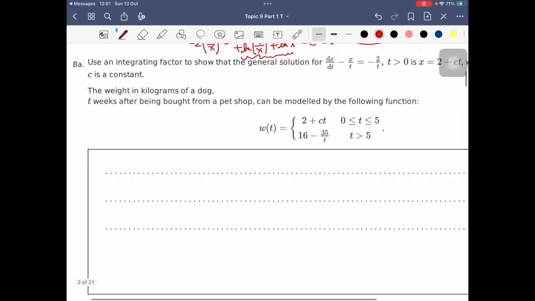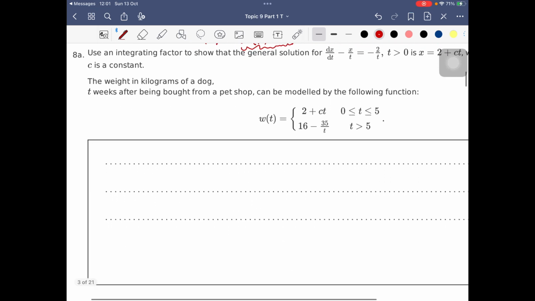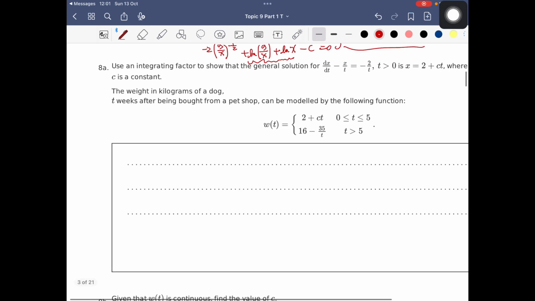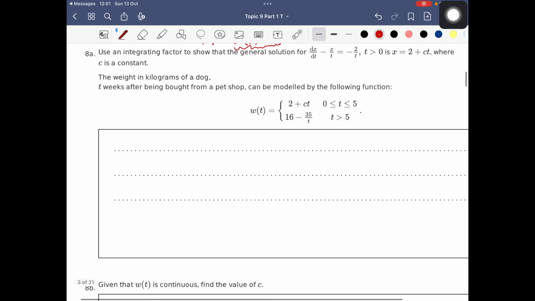And this one, 8a, the integrating factor is, x equals c t. The integrating factor is e to the negative integral of 1 over t. So this is ln t. So e to the negative ln t, which means e to the ln of 1 over t is 1 over t. So this is the integrating factor.